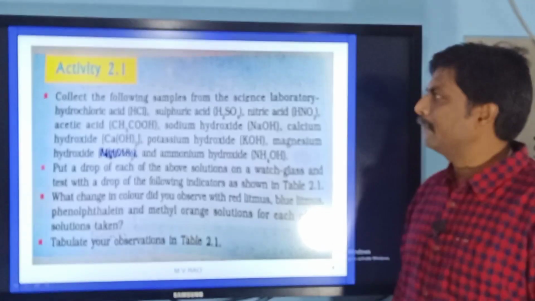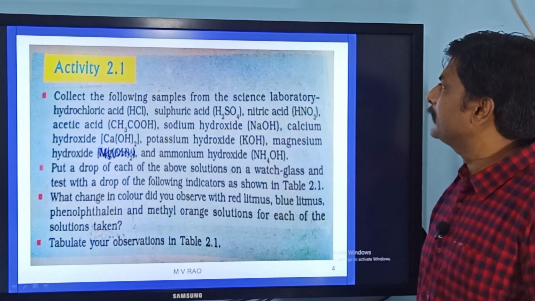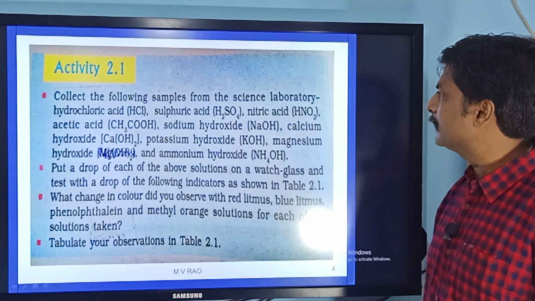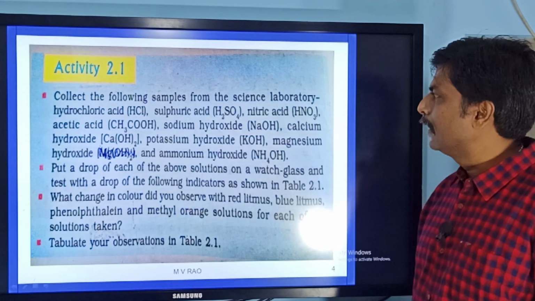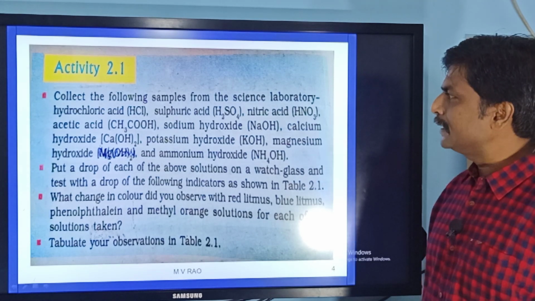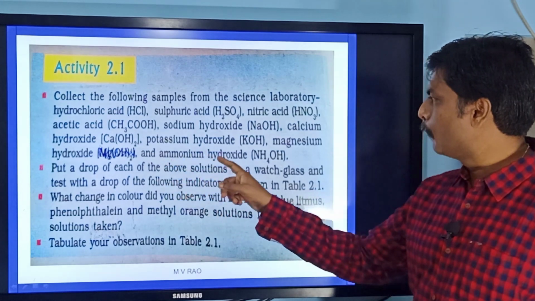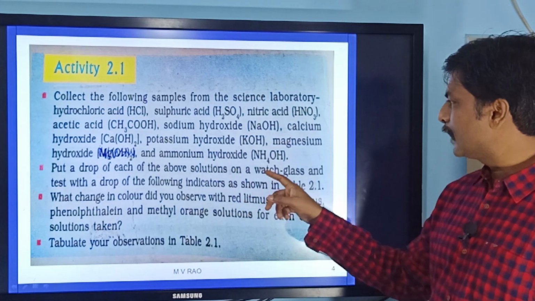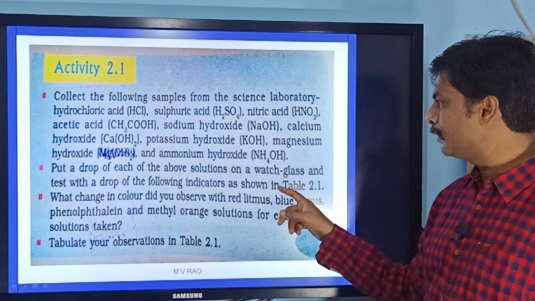You see this activity: collect the following samples from the science laboratory, that is hydrochloric acid, sulfuric acid, nitric acid and acetic acid. 4 types of acids and bases, that is sodium hydroxide, calcium hydroxide, potassium hydroxide, magnesium hydroxide and ammonium hydroxide. Put a drop of each of the above solutions on a watch glass and test with a drop of the following indicators as shown in table 2.1.